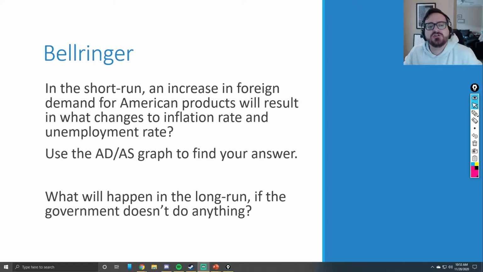So in the short run, an increase in foreign demand for American products will result in what changes to inflation rate and unemployment rate? Use the ADAS graph to find your answer. Remember, price level and inflation have a positive correlation because inflation is an overall increase in price level. And that unemployment and GDP have an inverse relationship, as GDP is a means of production, so when production goes up, you would assume unemployment is going down. Additionally, the second part of this is what will happen in the long run if the government chooses to not be particularly involved. Let's say this economy is starting at full employment.